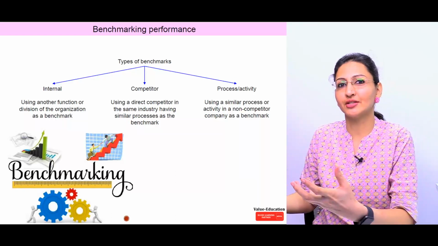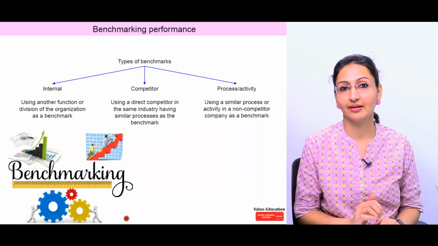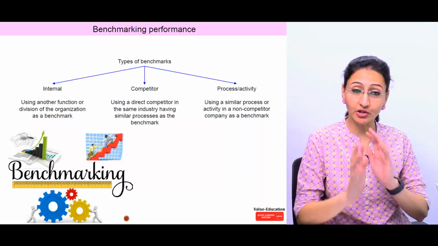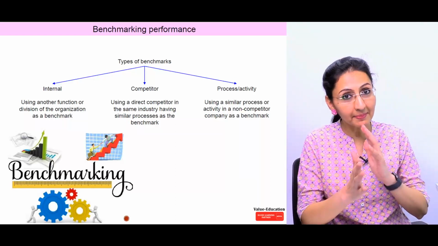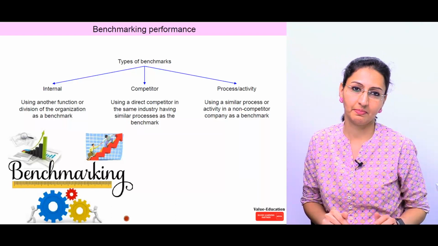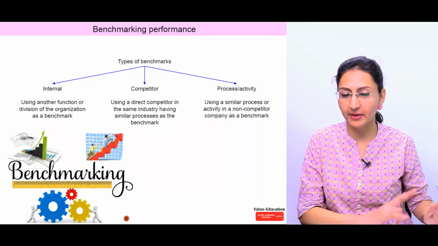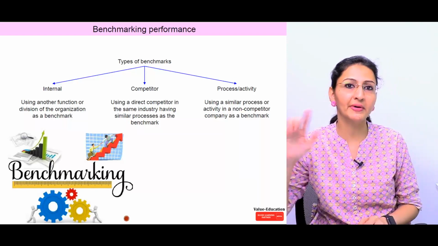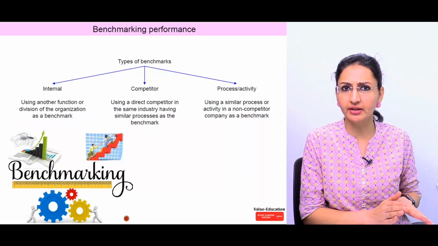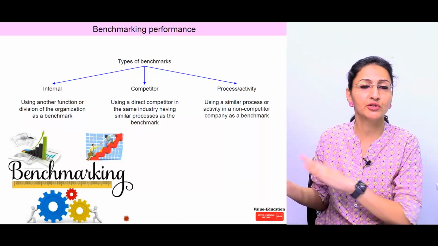When you try to reach your direct competitor, you keep his performance as a benchmark. With the same industry, the same business, same processes, he is your competitor. When you keep him as a benchmark, then it's a competitor benchmark. Then the third one, process benchmark. What's that? When you keep any process of a particular non-competitor company as a benchmark. Now this company is not your competitor, because the moment it becomes your competitor, it enters into the competitor benchmark. It is no longer a process benchmark.